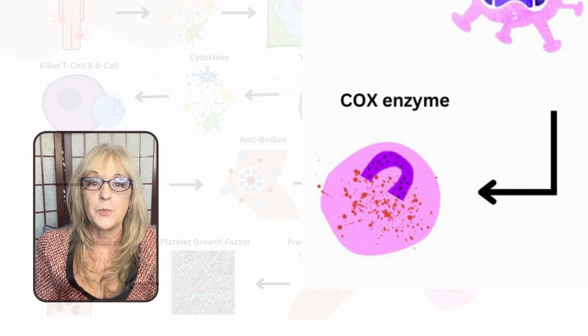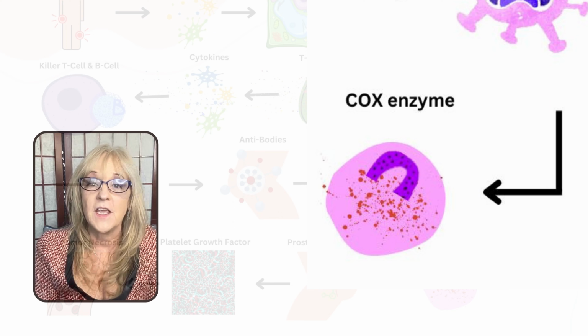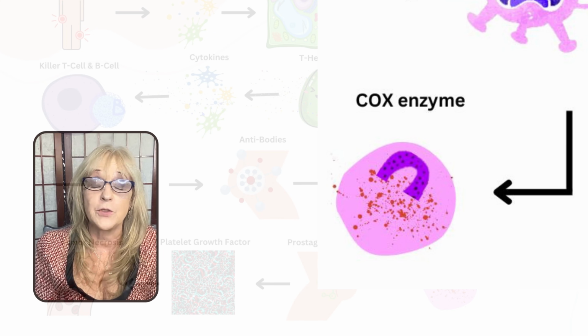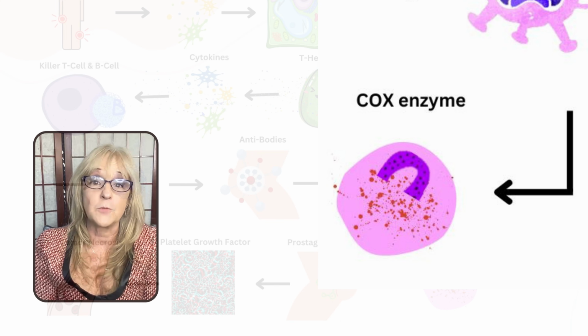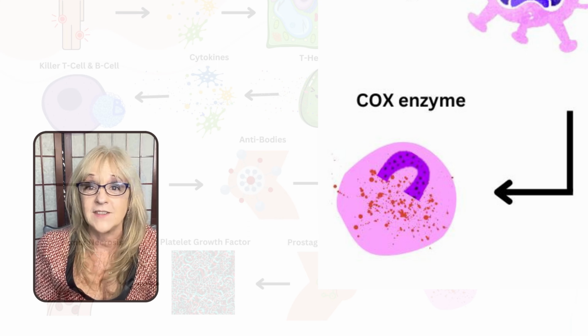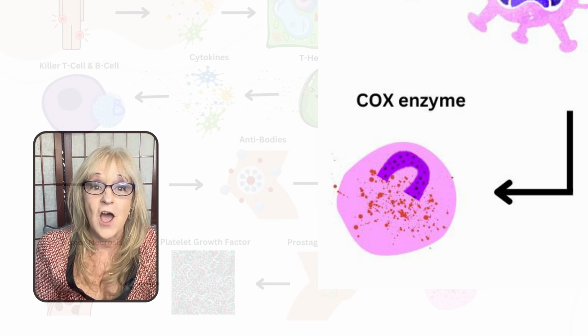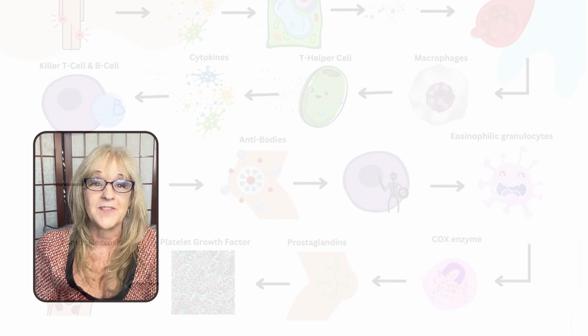Cyclooxygenase enzyme, which is produced by the eosinophils, is involved in the production of prostaglandins, which cause pain and inflammation. It also is responsible for thromboxane, which helps blood to clot in times of injury.